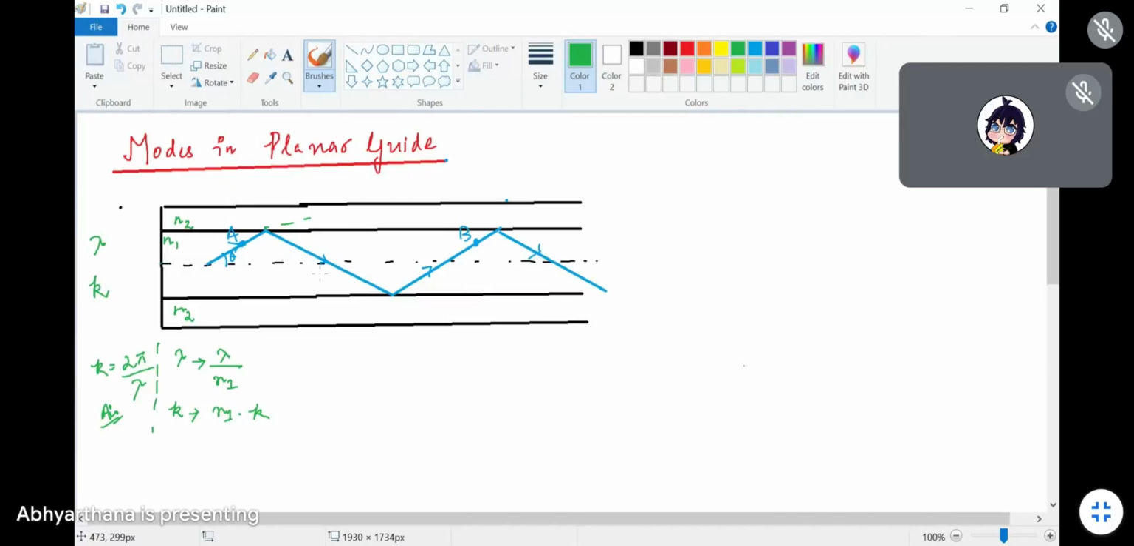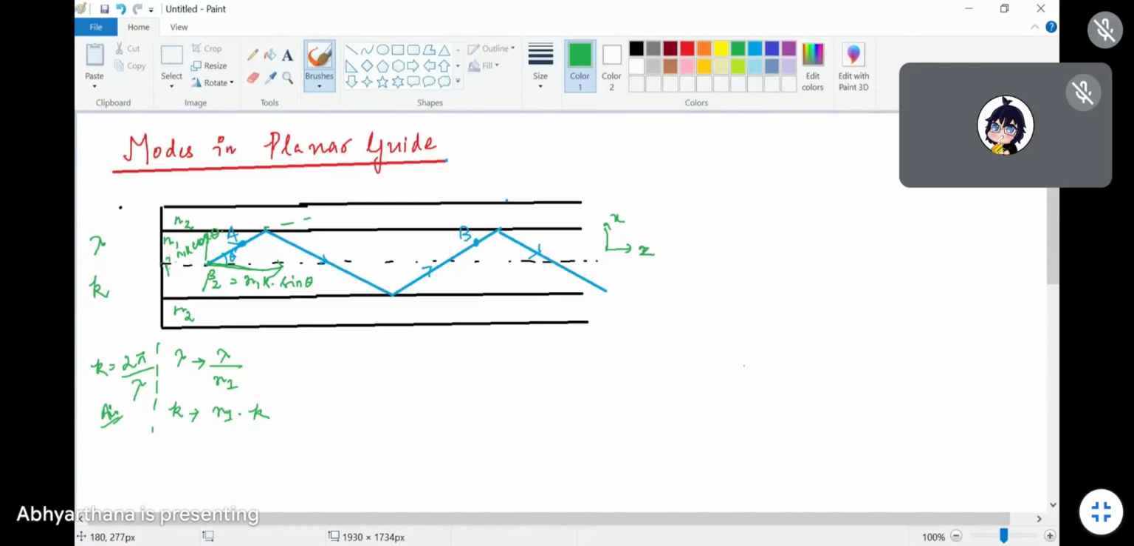Now, if we superimpose this here, let's say this is your x direction and this is your z direction. Remember, light travels in your z direction. So this is your z axis and this is your x axis. Splitting this, we can write the function: beta z, the propagation, will be n1 k sin theta, and this will be n1 k cos theta.